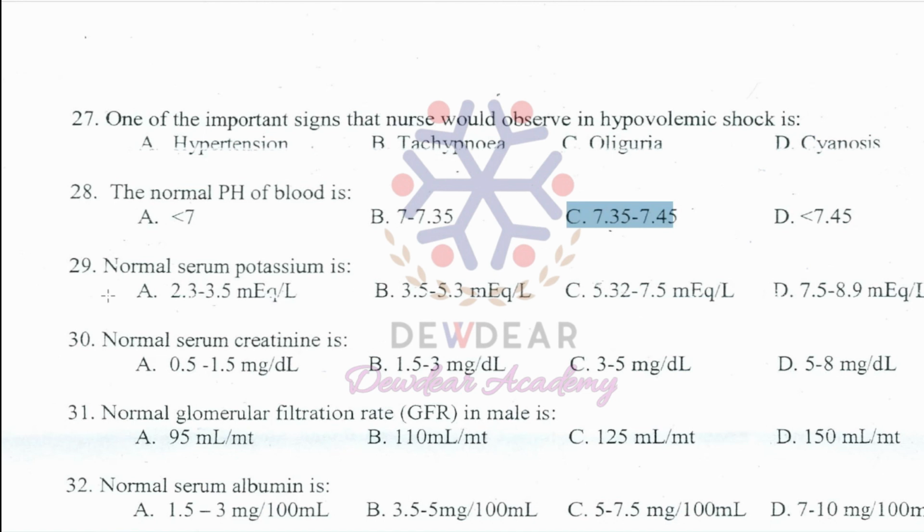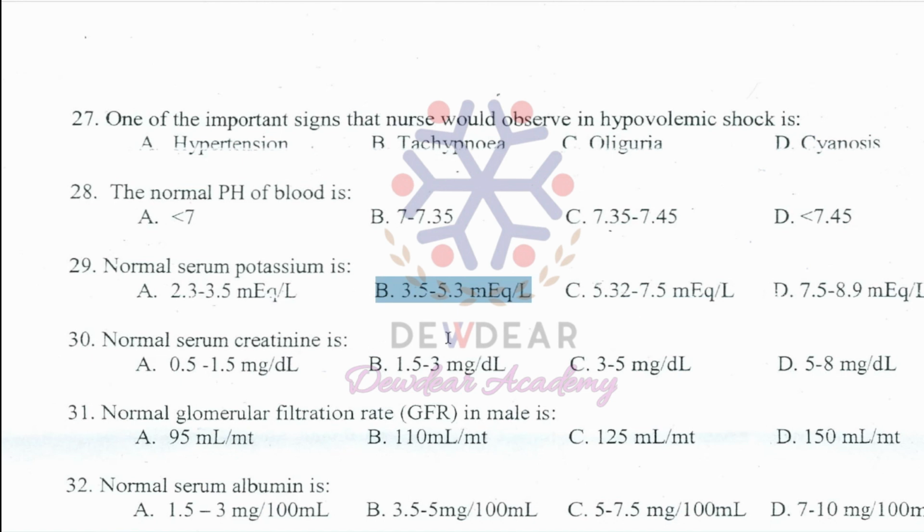The next question: normal serum potassium is 2.3 to 3.5 milliequivalents per liter, 3.5 to 5.3 milliequivalents per liter, 5.32 to 7.5 milliequivalents per liter, 7.5 to 8.9 milliequivalents per liter. The correct answer is option B, 3.5 to 5.3 milliequivalents per liter, which is the normal serum potassium level.